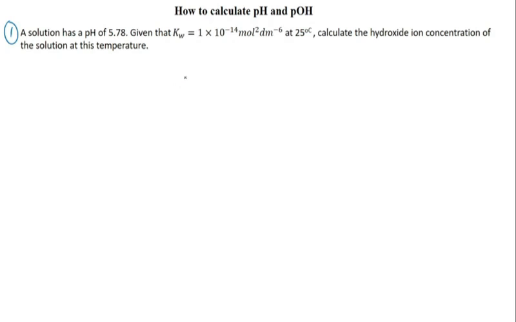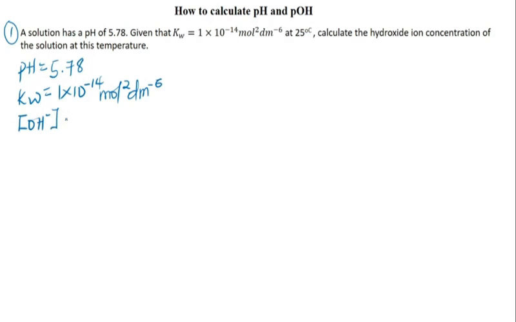So first of all, let's write down our parameters. We have our pH given to us as 5.78. Then we have our Kw is equal to 1 times 10 raised to the power minus 14 mole square dm minus 6. Now we have to calculate the hydroxide ion concentration, which is the OH minus ion concentration in solution, which we do not know.